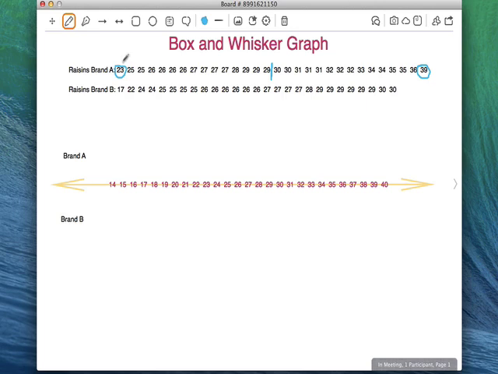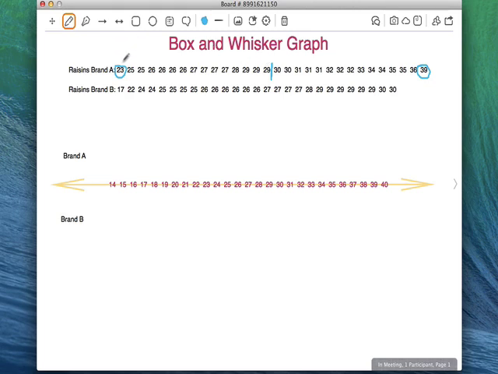We also use the median of the first half and the second half to help draw the box. So here we have 1, 2, 3, 4, 5, 6, 7, 8, 9, 10, 11, 12, 13, 14, 15 pieces of data.